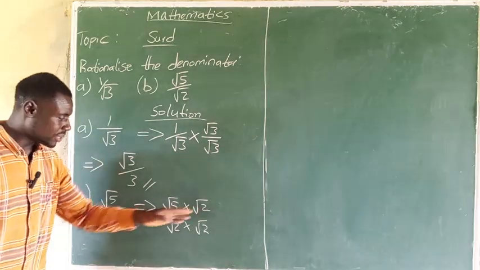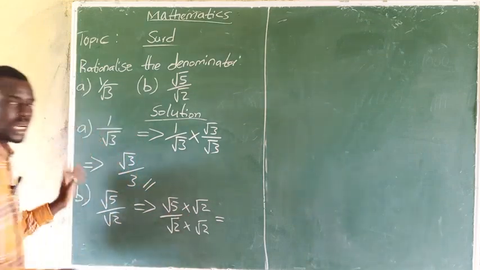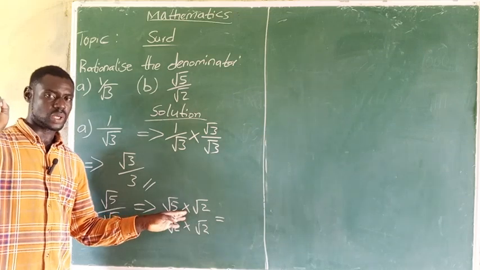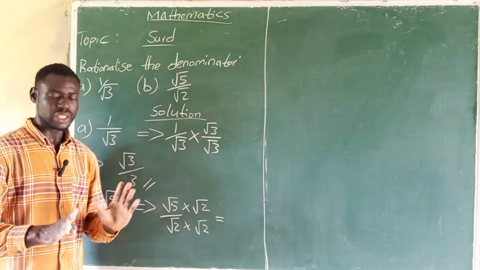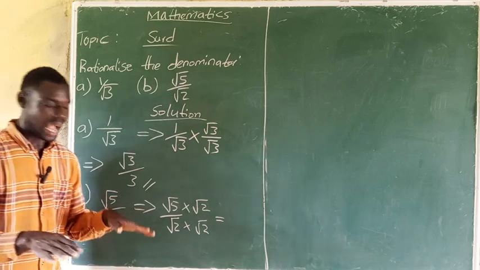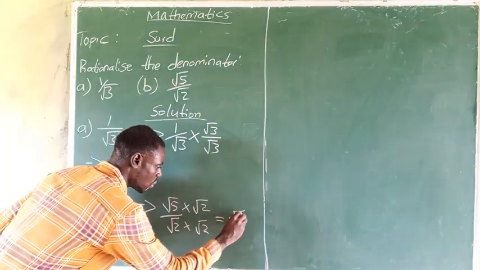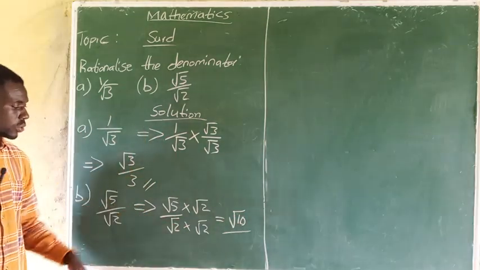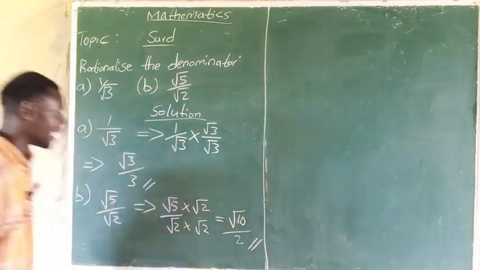Now, this times this will give us, remember, I said when you have a multiplication sign, like the previous ones we saw, just multiply it straight, even if the roots are not the same. Multiplication doesn't have any problem. Remember our rules. So root 2 times root 5 will give us root 10, all divided by root 2 times root 2, which will give us 2. And this is our final answer.